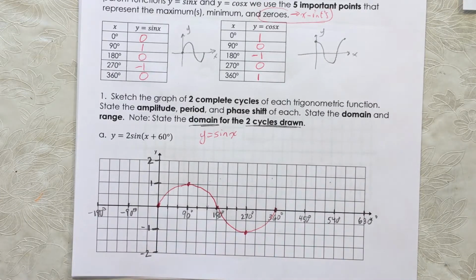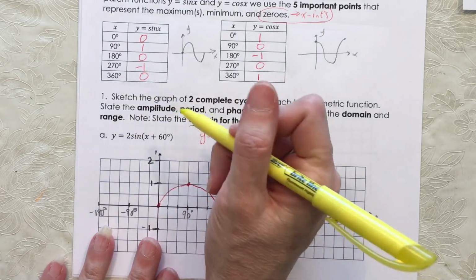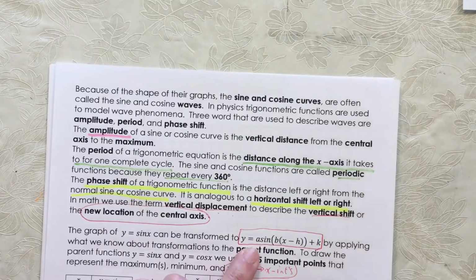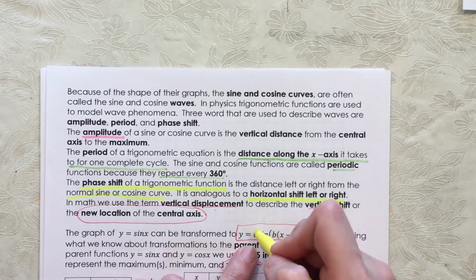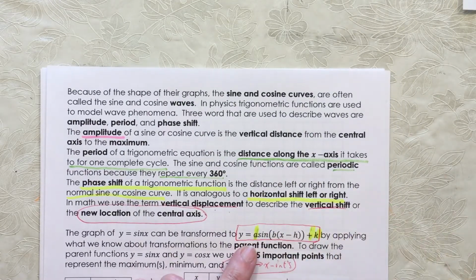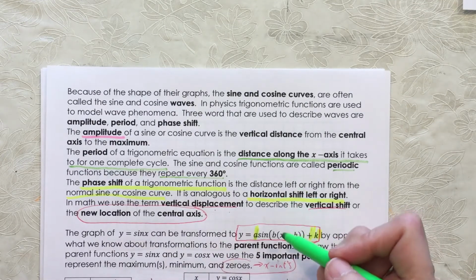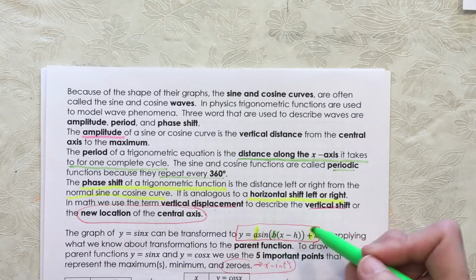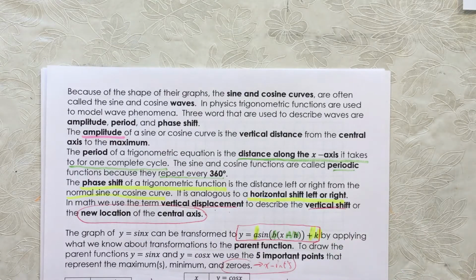Okay? And then now we're going to start doing our 2 cycles of our image function. So what I always do is use the highlighter method again, and I'm going to highlight the vertical transformation. Vertical transformations are up here, if you remember, out front and at the end. And horizontal transformations occur inside with the X, and they work opposite of what you think. So we're going to color code like that again.